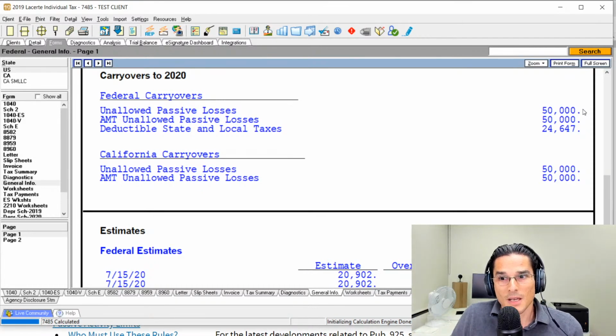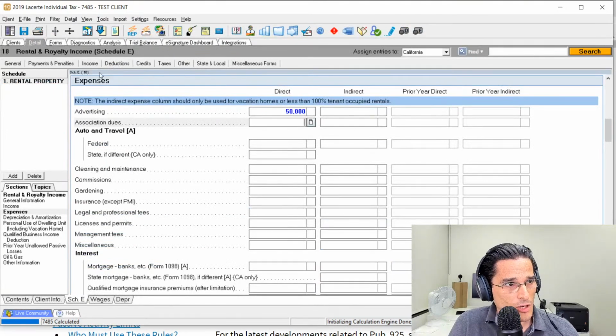All right. So it is the case that if you have $50,000 in passive income in the next year and you don't dispose of the properties, then you can use the passive losses from this year to offset those. All right. So it's suspended until you have adequate passive income to write off against it, or till there's a complete disposition of the passive activity. Now let's simulate that. Let's go back to the return.